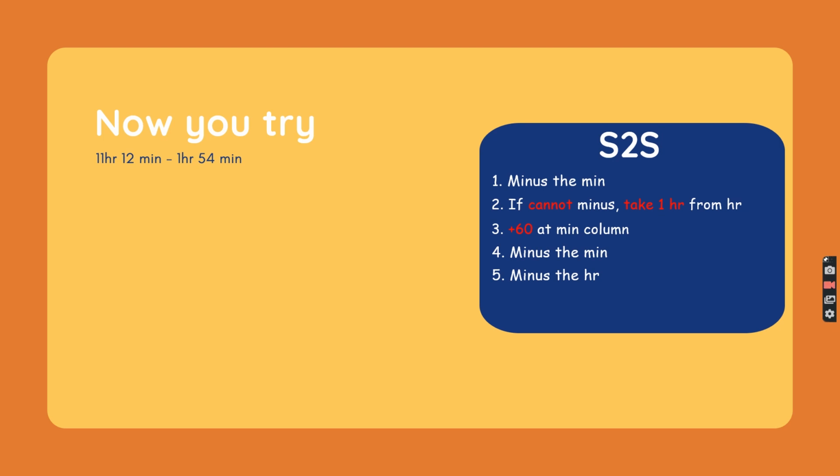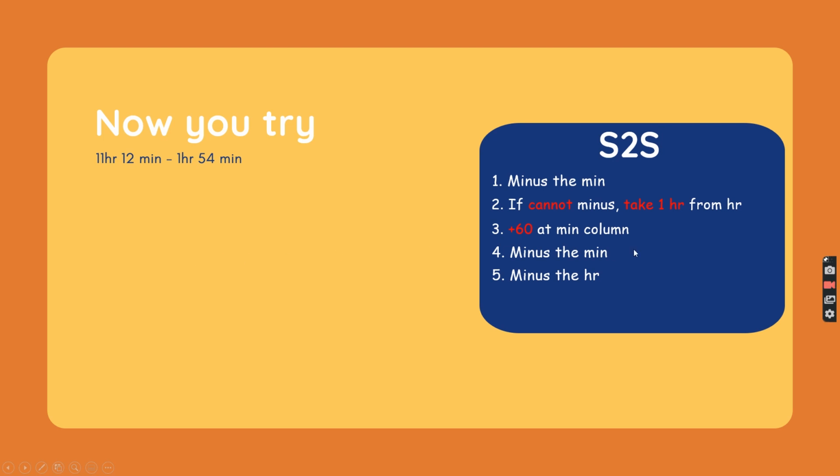As usual, next it's time for you to try this yourself. Take a piece of paper, a pen or a pencil, and follow the S to S slowly, step by step, and try it yourself. So the first one is 11 hours 12 minutes minus 1 hour 54 minutes. First thing first, you are going to rewrite that in column form. You have your hour and your minute, and then you just place them correctly. And then you're going to be focusing on the minute section first.